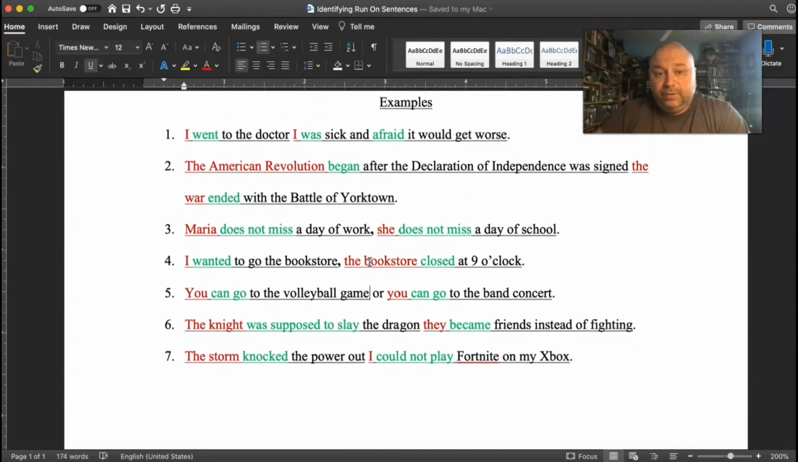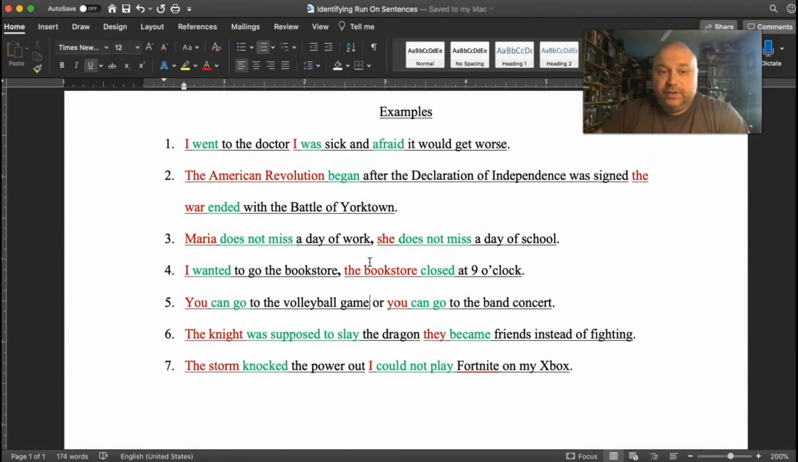So, you can look at these 7 examples. You can see where I've made the subjects red, the verbs green. I've underlined the complete thoughts. These examples are wrong. The punctuation is incorrect at them. In another video, we're going to look at the model sentences that are correct, and we'll be able to see what a correct compound sentence with 2 complete sentences together looks like.